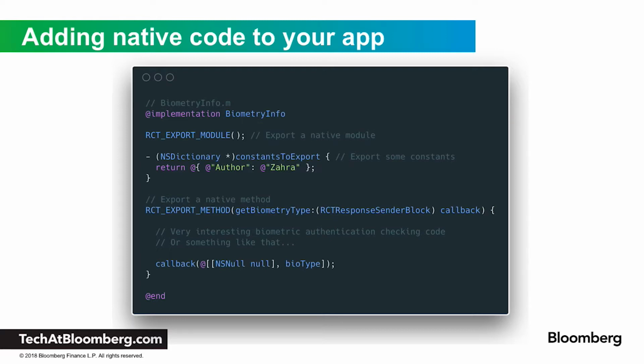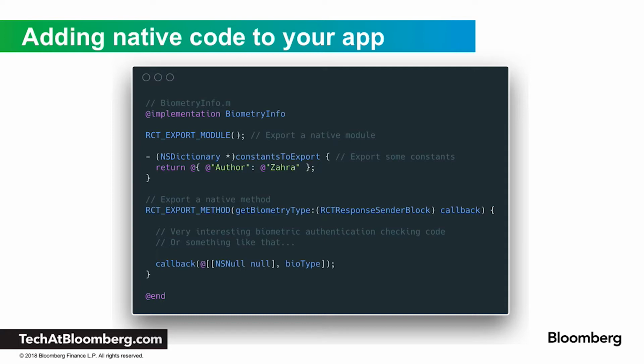And say we want our module to have this function getBiometryType, and it returns a string. So say the user is using Face ID, it'll just return a string saying face. If they're using Touch ID, it'll return a string saying touch. And if they're not using any sort of biometric authentication, it'll just say there's no biometric authentication.